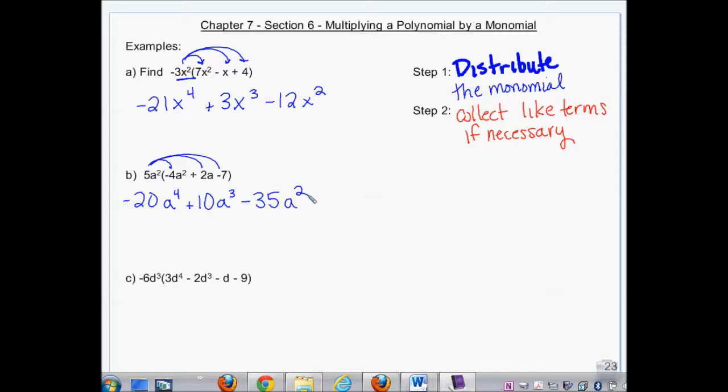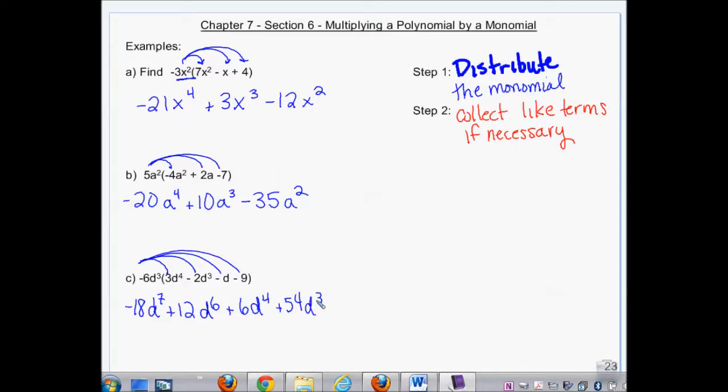And then here we have a 4 term, so I'm distributing 4 times. -6 times +3 is -18. D to the 3rd times d to the 4th is d to the 7th. -6 times -2 is +12. D to the 3rd times d to the 3rd is d to the 6th. -6 times -1 is +6. D to the 3rd times d is d to the 4th. And then -6 times -9 is +54. And I get d to the 3rd.